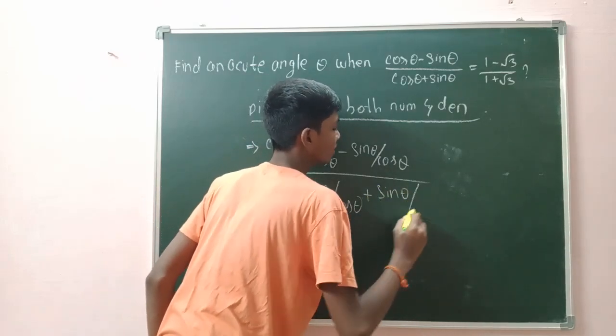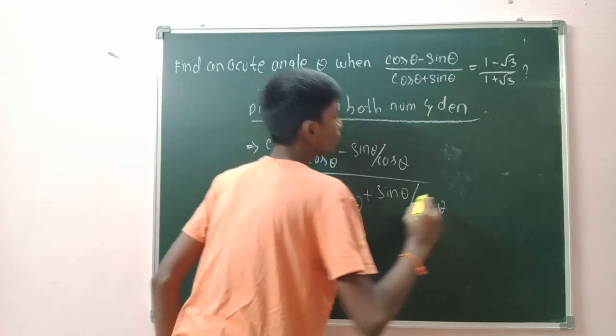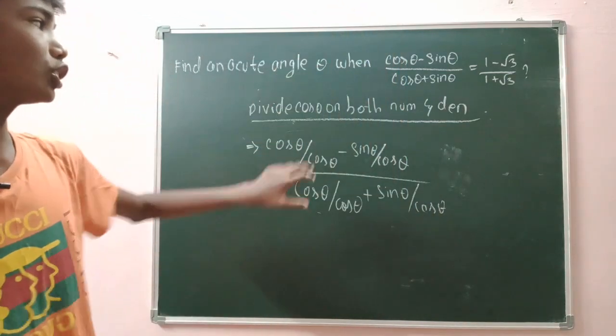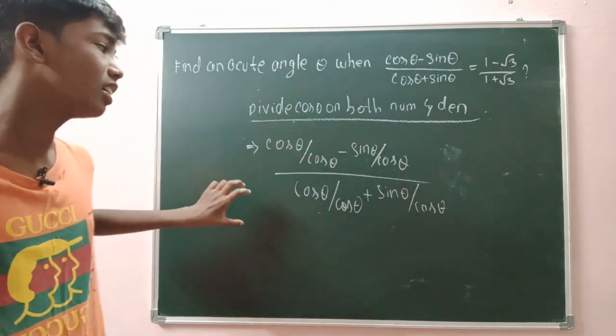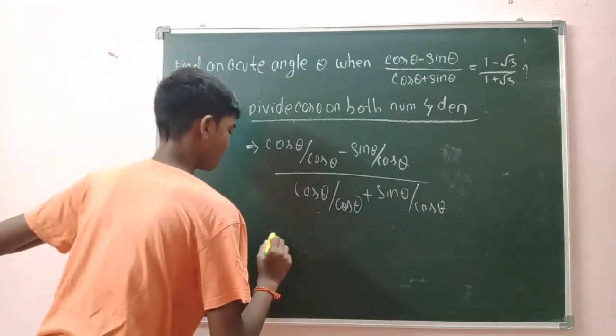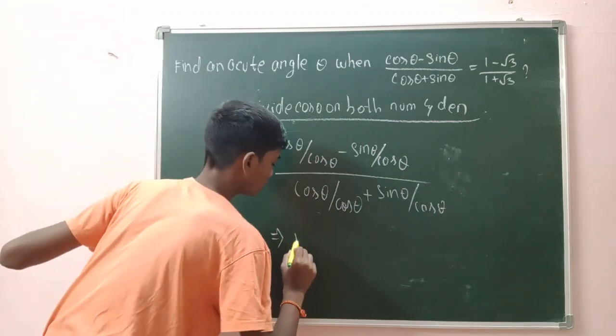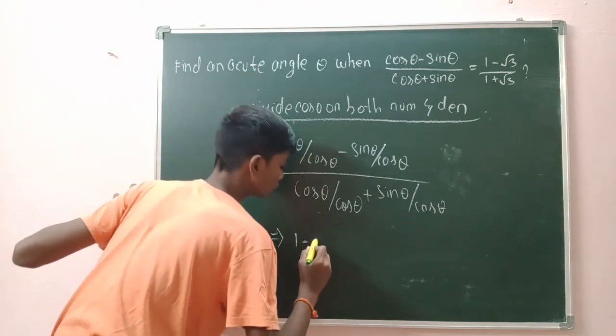This is what I will get when I divide by cos theta on both numerator and denominator. On the numerator, this is something I will get. On the denominator, this is something I will get. Therefore, I can write the same statement as cos theta by cos theta is 1, minus sin theta by cos theta is tan theta.